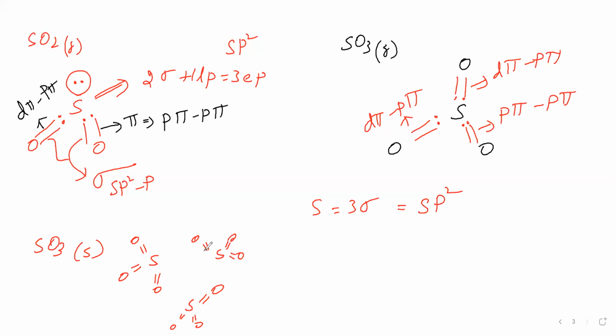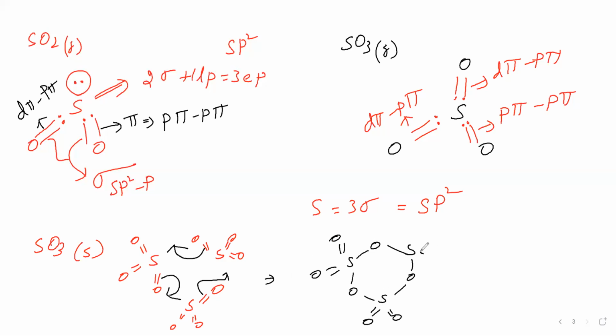Now we will shift this pi bond between this oxygen and sulfur. This pi bond will shift between this oxygen and sulfur. We are getting the cyclic form. How that cyclic form will be there, we'll see. Now oxygen, sulfur, oxygen, sulfur, oxygen, sulfur, oxygen. This sulfur has two oxygens with a double bond. So it is the cyclic form.